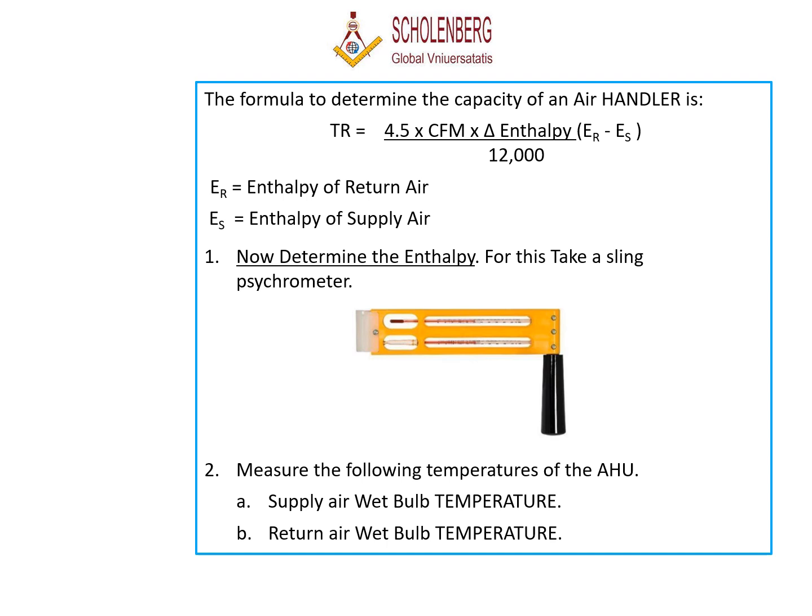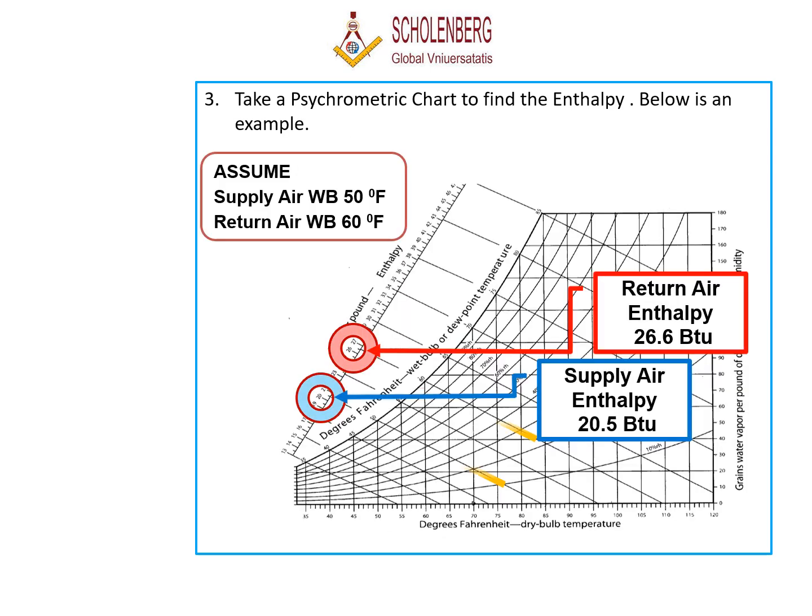1. Now determine the enthalpy. For this, take a sling psychrometer. 2. Measure the following temperatures of the AHU. A. Supply air wet bulb temperature. B. Return air wet bulb temperature. 3. Take a psychrometric chart to find the enthalpy. Below is an example. Assume supply air WB 50 degree F, return air WB 60 degree F. Return air enthalpy is 26.6 BTU. Supply air enthalpy is 20.5 BTU.